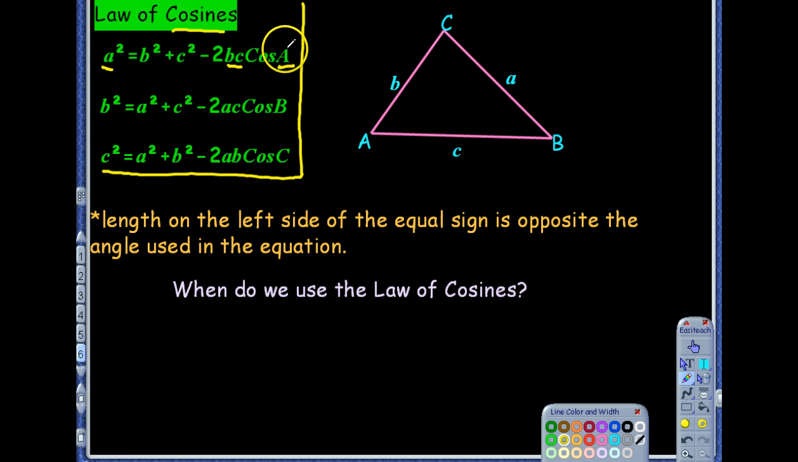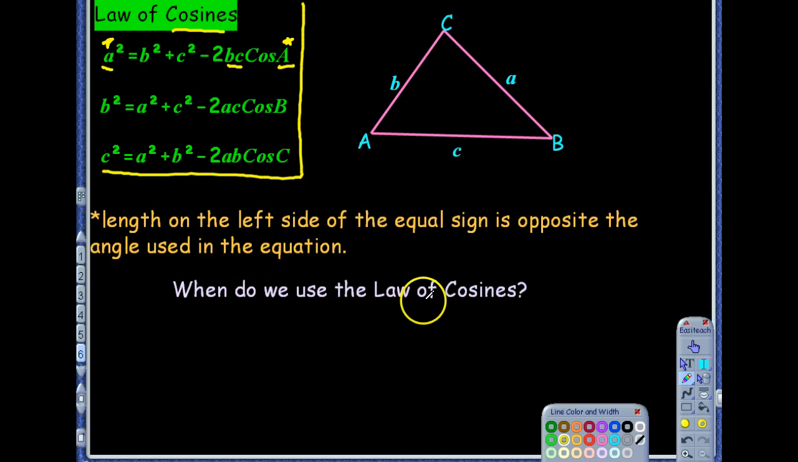Notice the angle that you're dealing with in this one is across from that opposite side. So whatever I'm starting with, b squared, that's the angle I'm dealing with, and then the rest of the stuff fills in. So it's not like there are three different laws in the law of cosines. It just depends on what you're dealing with. Notice it says the length on the left side of the equal sign, so a, b, or c, is opposite the angle used in the equation. So if we're given angle A, B, or C, then we use that side across from it, or if I'm finding that angle.